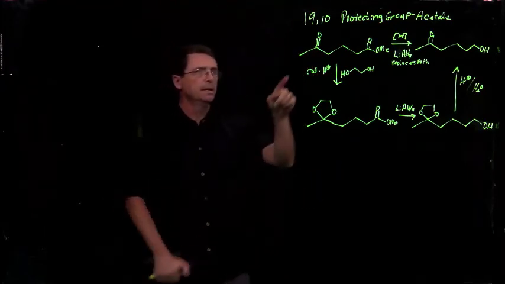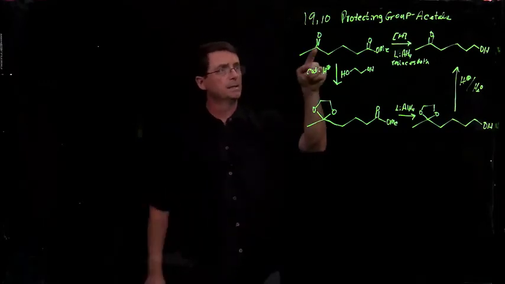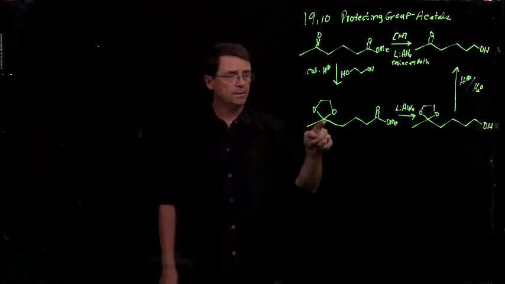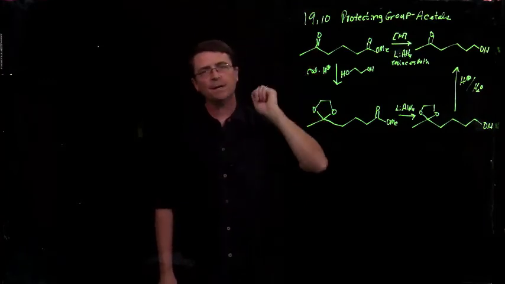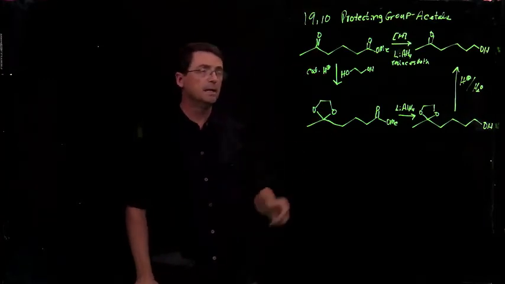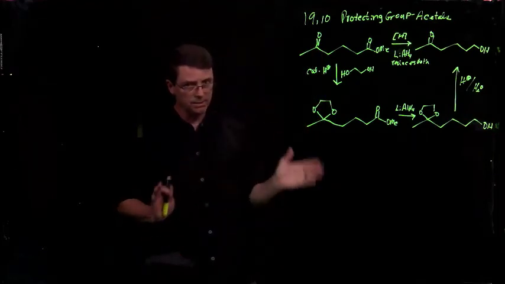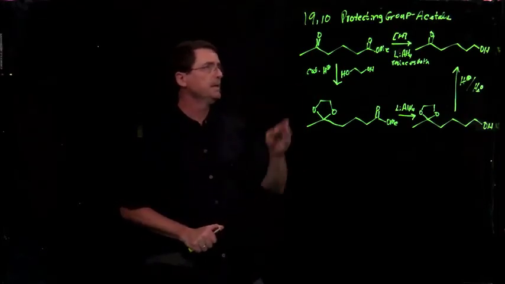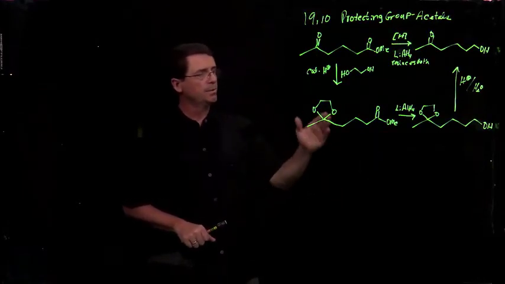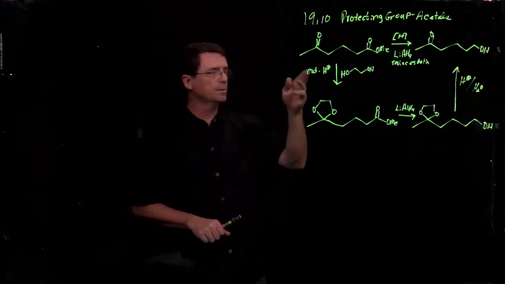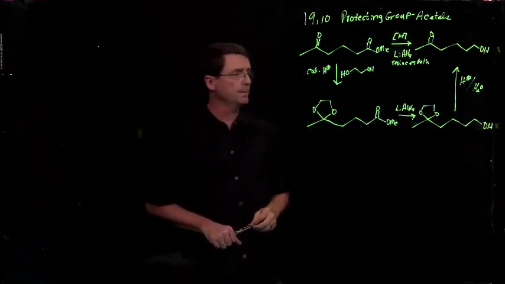Now notice, this is sp2, this is sp3, but we're not changing the oxidation state. Still 2 bonds to a heteroatom, 2 bonds to a heteroatom. So the acetal is still in the same oxidation state as the carbonyl, even though it's sp3 instead of sp2. Of course, that changes the reactivity completely. And so this is how we use acetals as protecting groups to prevent reaction at carbonyl groups, and then we can unmask those carbonyl groups when we want to do chemistry with them.